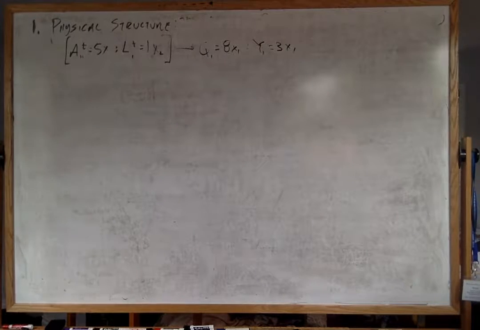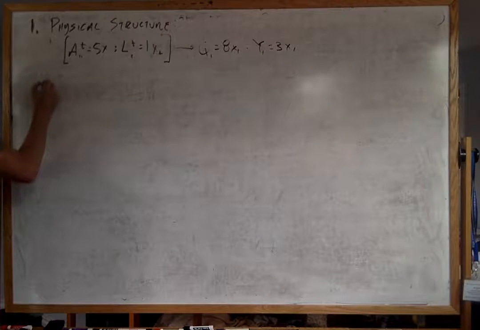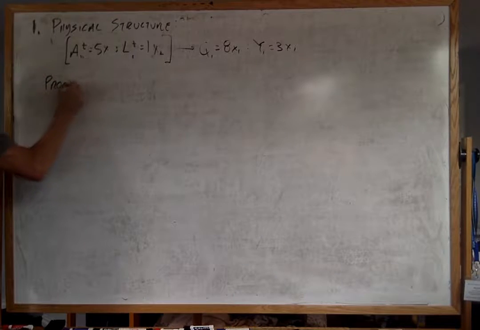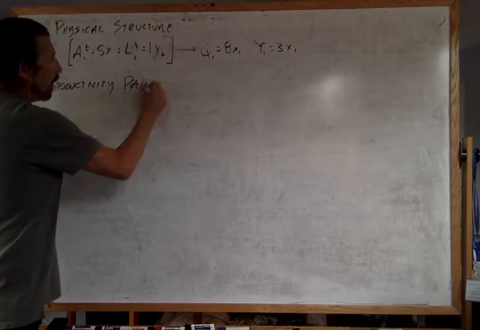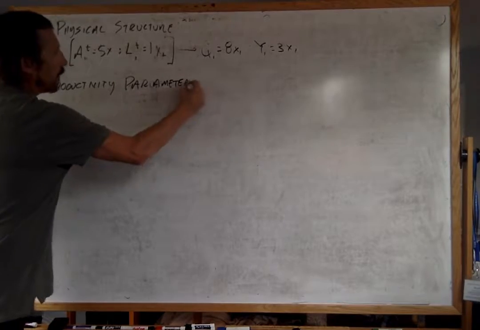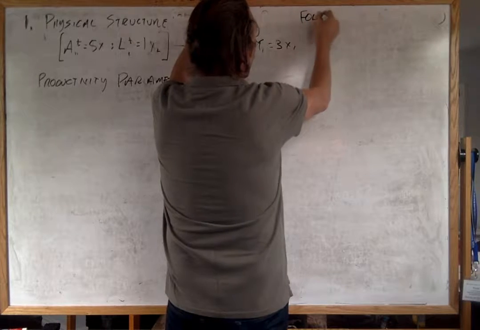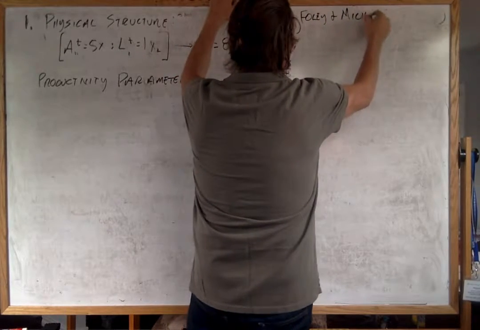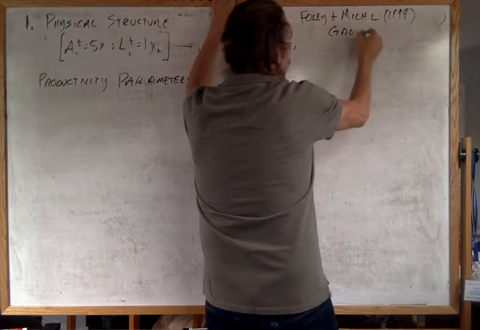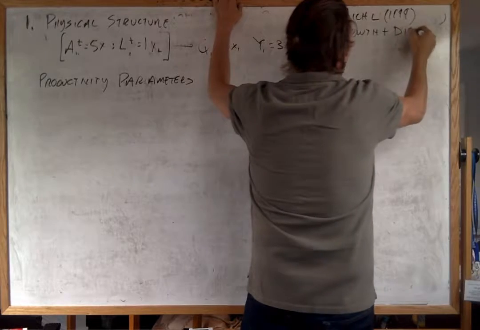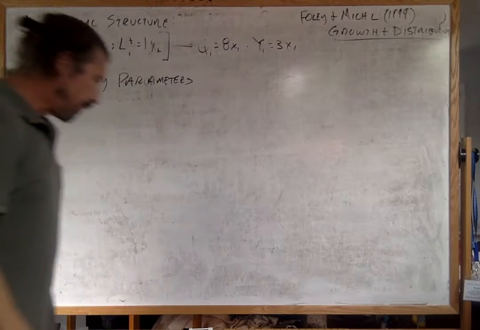All right. Now from there we can introduce what we call the productivity parameters. These parameters come from Duncan Foley and Thomas Michael, 1999, Growth and Distribution, Harvard University Press. Excellent book, used throughout the heterodoxy.